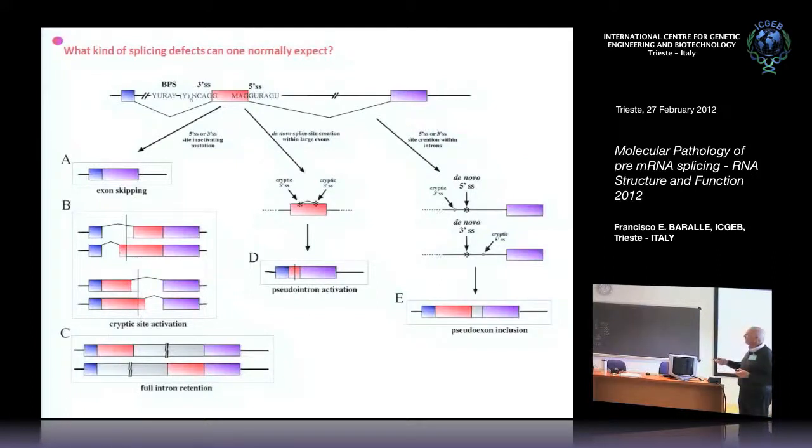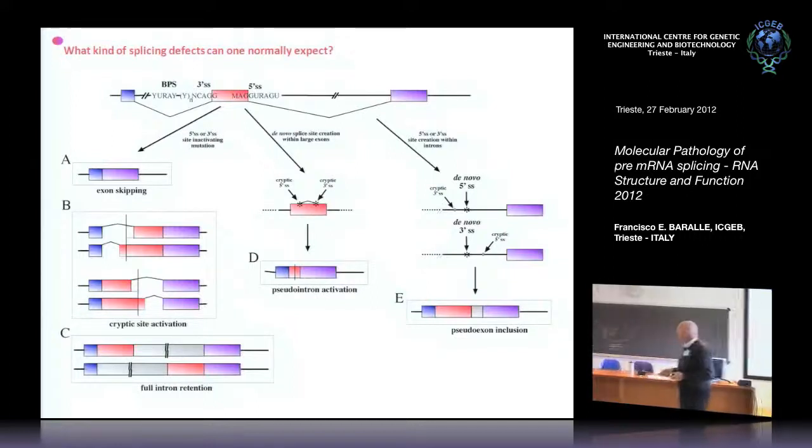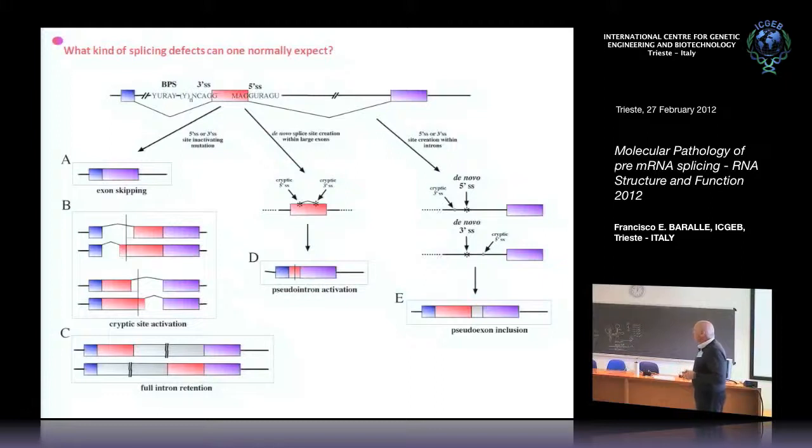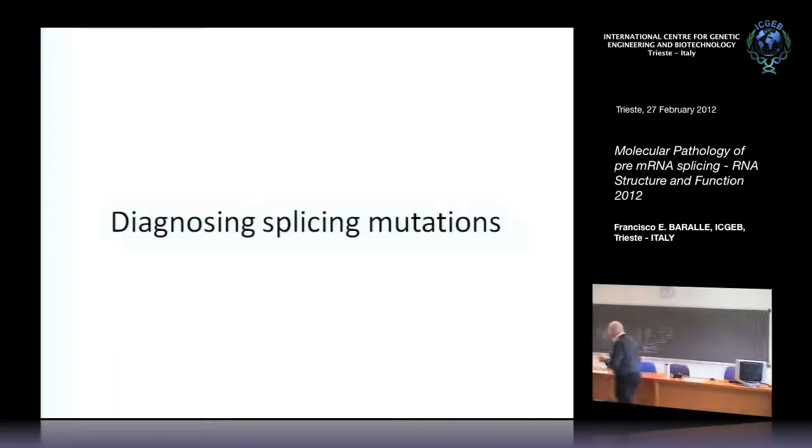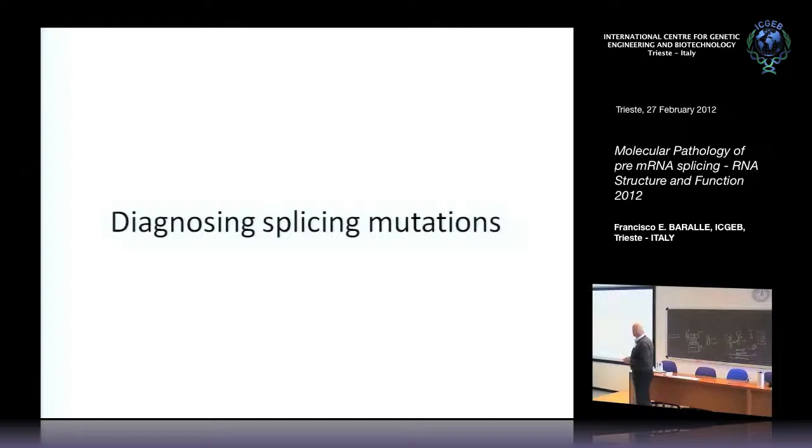You can have in the very middle of the intron a mutation that changes a sequence to a good 5' splice site, and then you get a pseudo exon inclusion. An exon that wasn't there before, was part of the intron, now is there. So all these are the type of defects that you can expect, and that's why diagnosing them from the sequence of DNA is a bit difficult.